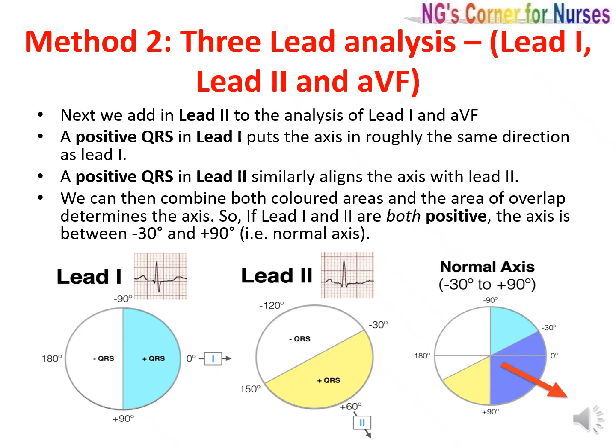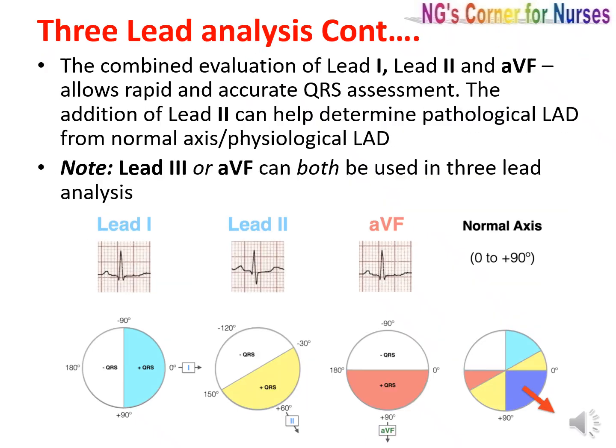So if lead 1 and lead 2 both are positive, the axis is between minus 30 degree to plus 90 degree. That is normal axis. The combined evaluation of lead 1, lead 2 and AVF allows rapid and accurate QRS assessment. The addition of lead 2 can help determine pathological LAD from normal axis or physiological LAD. So, LAD means left axis deviation.